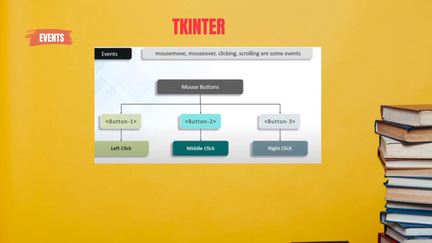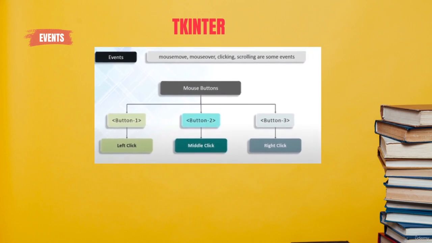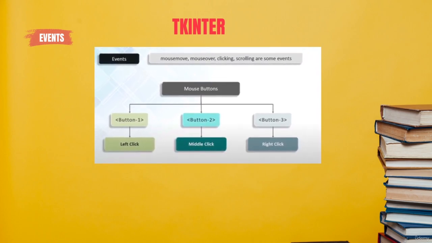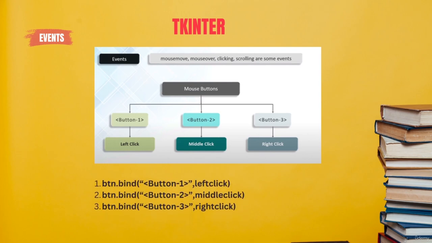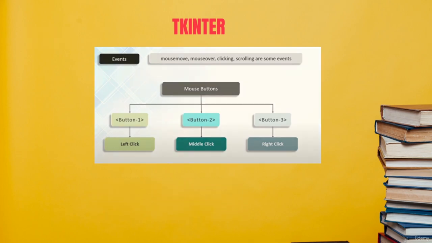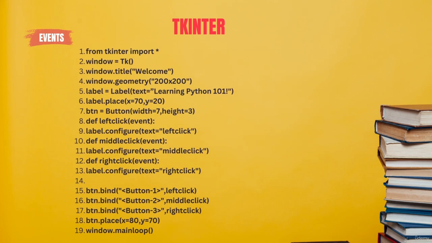We know that a mouse has three buttons, the left, right, and middle mouse button. We can bind each click to a function. Let's see the code here. btn is our button. Let's see an example. If you have noticed, the functions accepted a parameter known as event. That's because a click is known as an event. So when you click right, the function call goes to right click, for left it goes to left click, and finally for middle it goes to middle.